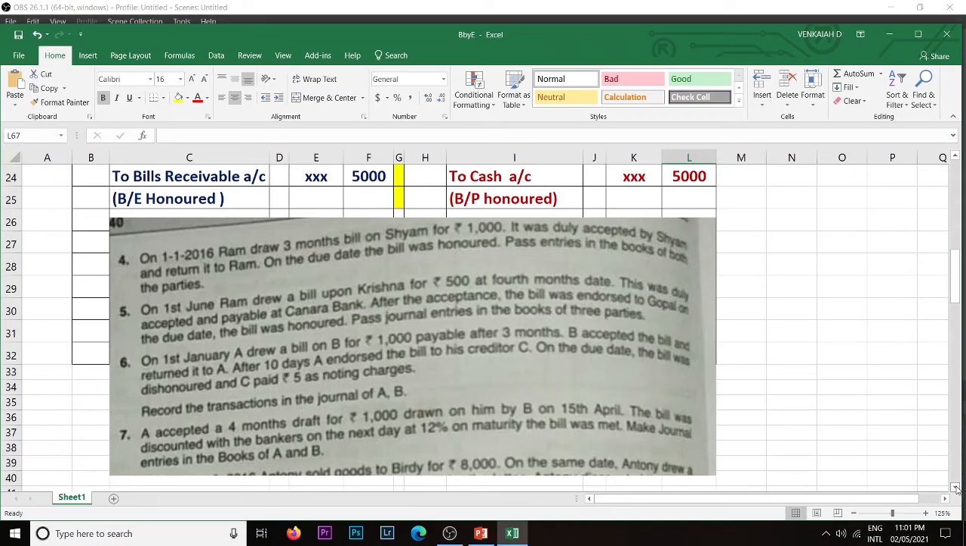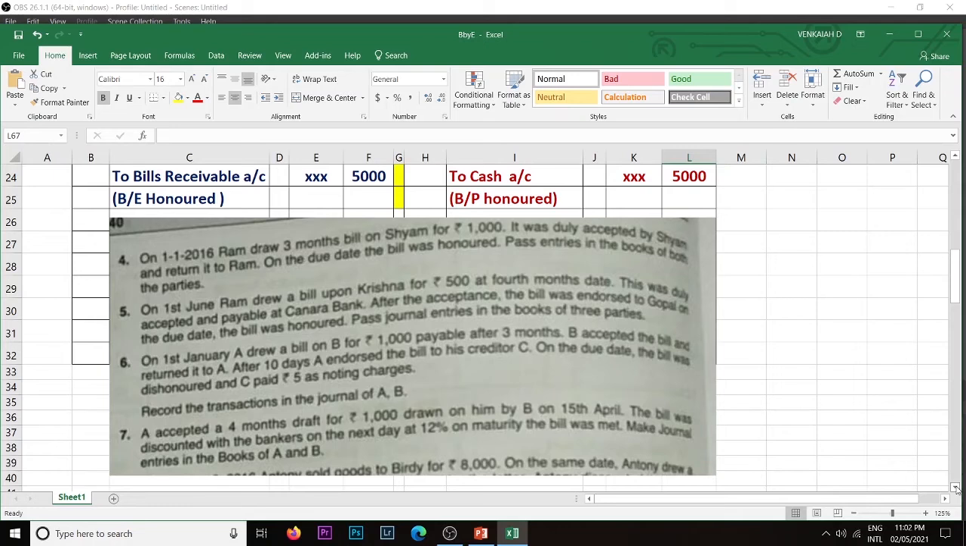Date of the bill is 1st January and term of the bill is 3 months and amount of the bill is 1000. Parties of the bill are A, drawer, and B, drawee. B accepted the bill. Usually the drawee accepts the bill. B accepted the bill and returned it to A. After 10 days, A endorsed the bill to his creditor C.